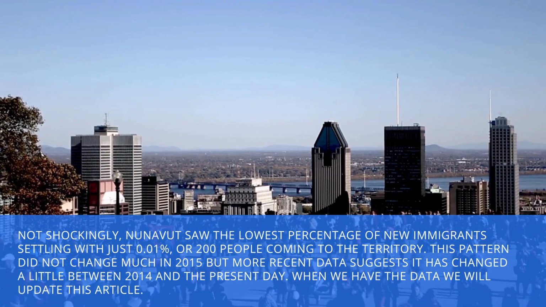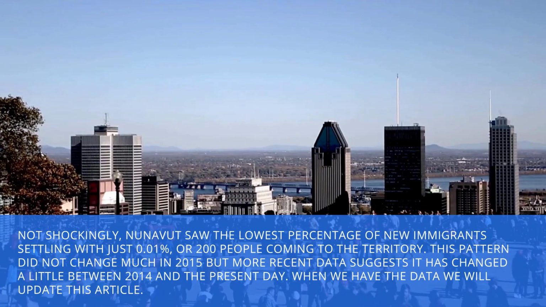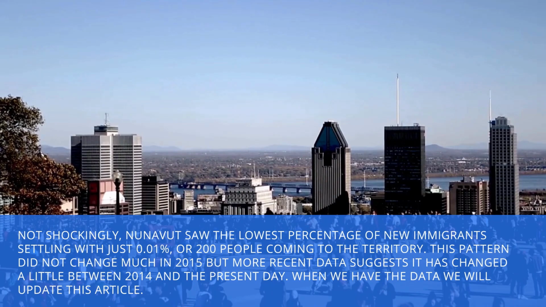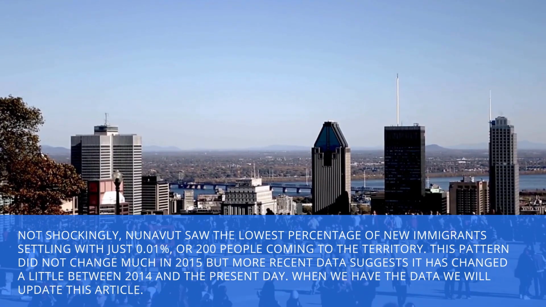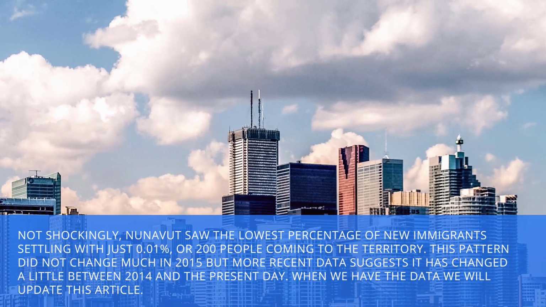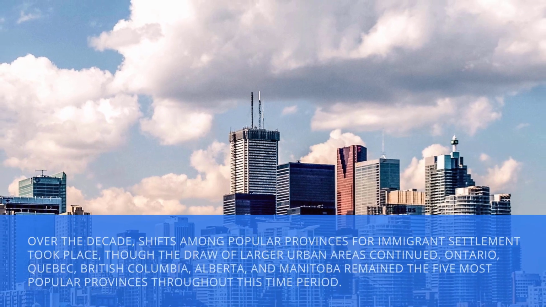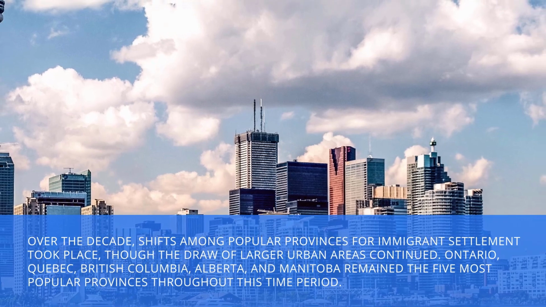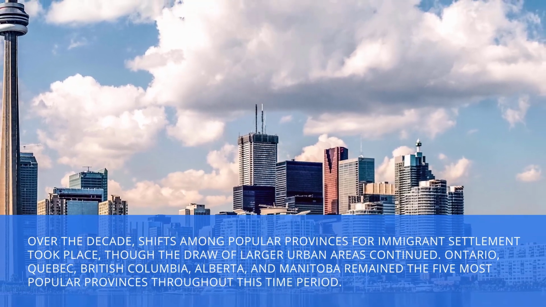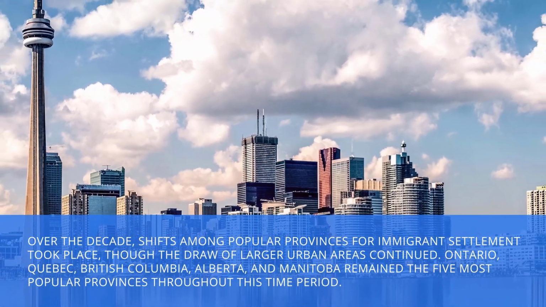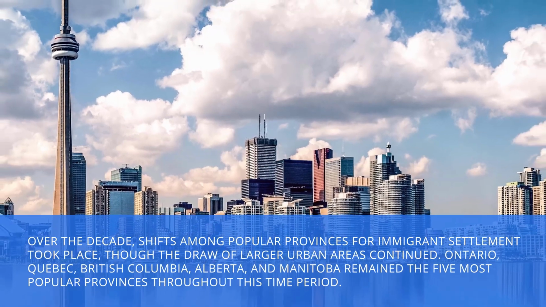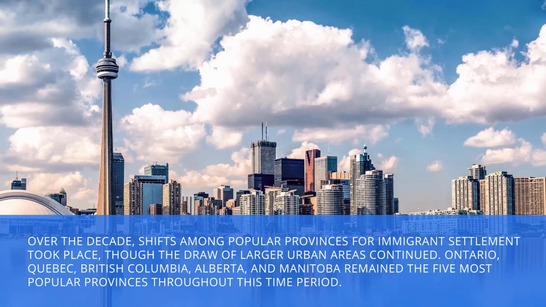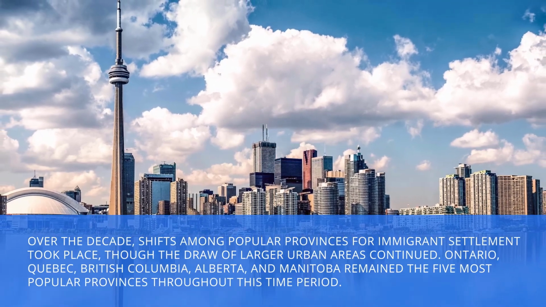This pattern did not change much in 2015, but more recent data suggest it has changed a little between 2014 and the present day. When we have the data, we will update this article. Over the decade, shifts among popular provinces for immigrant settlement took place. Though the draw of larger urban areas continued, Ontario, Quebec, British Columbia, Alberta, and Manitoba remained the 5 most popular provinces throughout this time period.